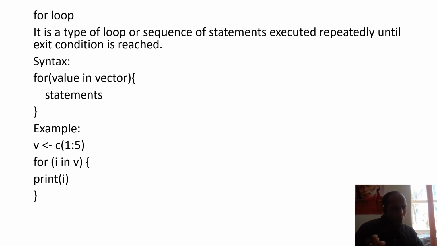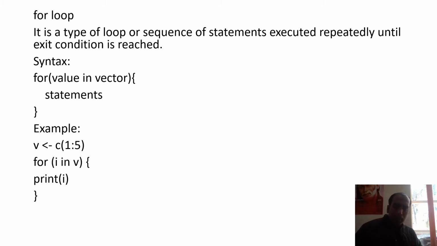What about loops? You all know that when you want to execute a certain task again and again, you may use the concept of a loop. A for loop is a type of loop, a sequence of statements executed repeatedly until the exit condition is reached. So what is the syntax? For value in vector, and then again opening and closing curly braces, and whatever you want to perform inside the loop you have to mention here.